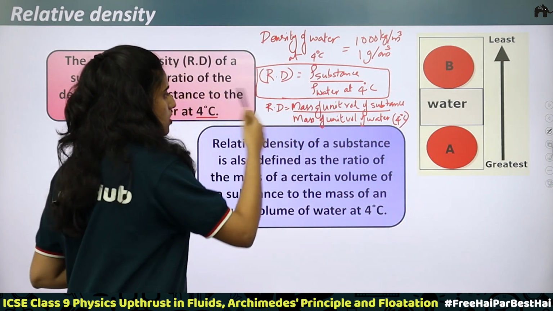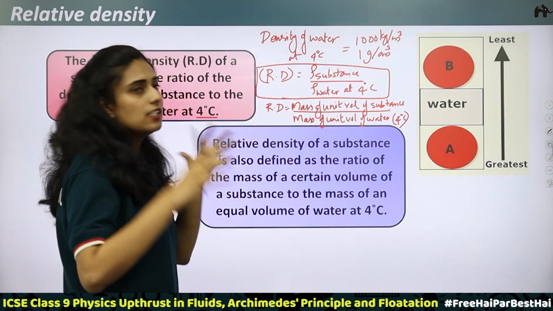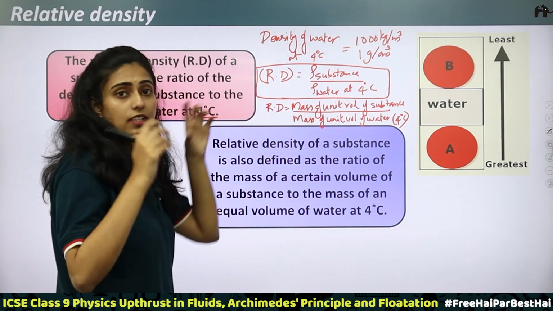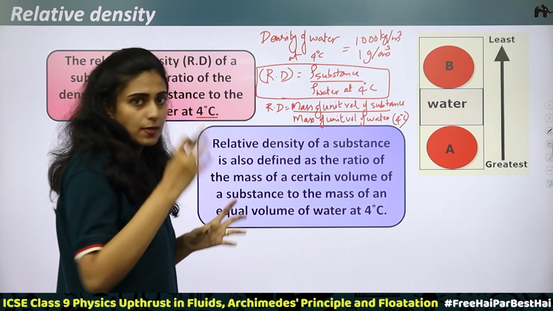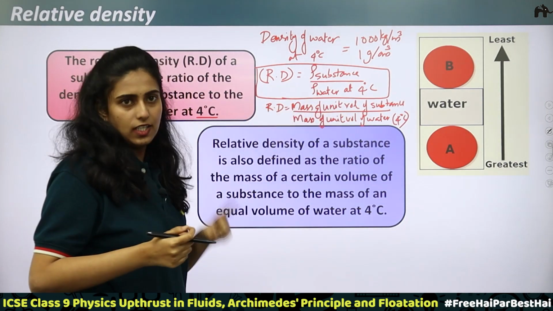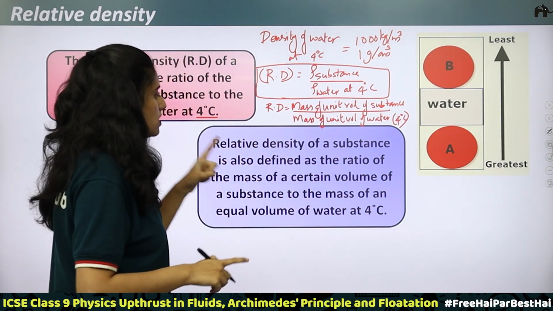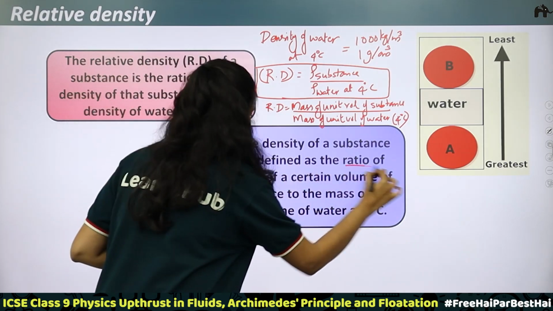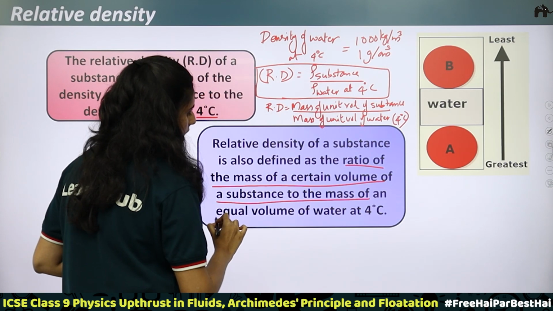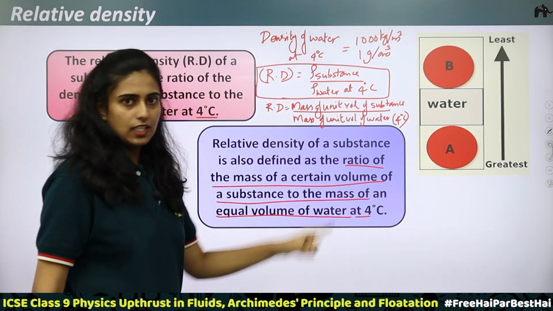Now, the third way in which you can define it: here we have taken unit volume. Now, consider you are taking some fixed volume. The mass of that certain volume of substance, and that much volume of water, should be taken at 4 degrees Celsius. This is also relative density. So, relative density of a substance is also defined as the ratio of the mass of a certain volume of a substance to the mass of an equal volume of water at 4 degrees Celsius.